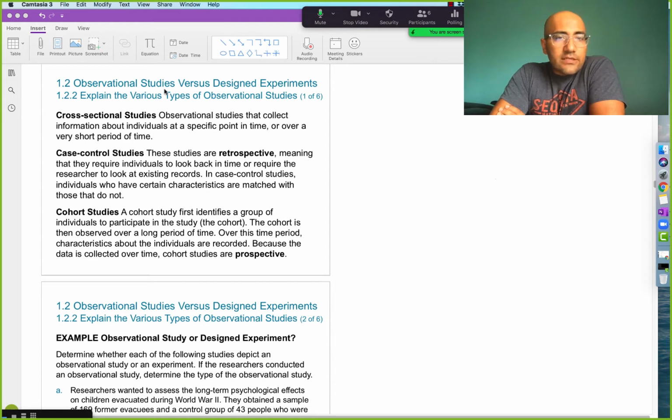So cross-sectional studies are observational studies that collect information about individuals at a specific point in time or over a very short period of time. Good. I mean, this could be as simple as a survey. You just stand in a corner somewhere and hand out surveys, and you're gathering information from them. So that could be a cross-sectional study. Or maybe you weigh people. You go to an intersection where lots of people are walking by, and you randomly pick some people and you weigh them, and that's how you're gathering your data.